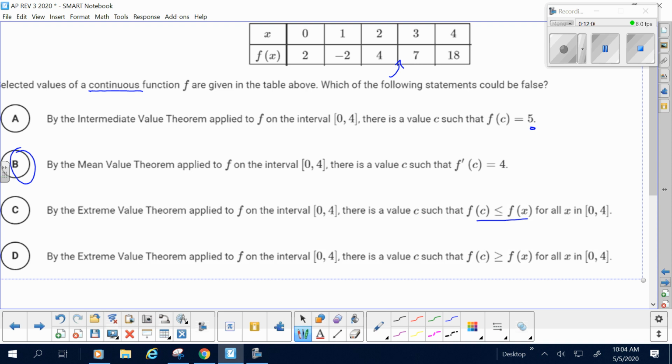So yeah, that's a yes. That's got to be true. We know nothing about the derivative having to equal 4. I think they're trying to bait me into saying, yeah, the instantaneous rate of change there is 4, but I don't know if it's differentiable.